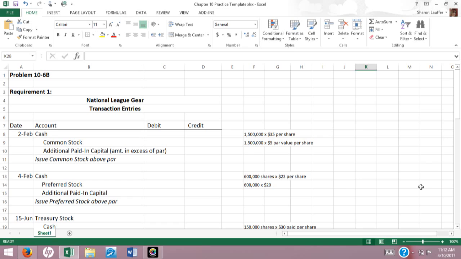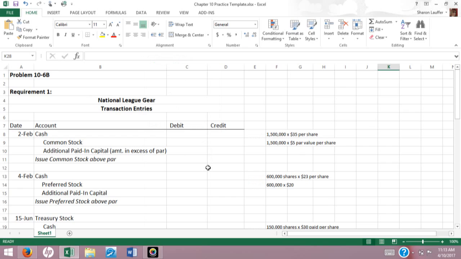The requirements are first to record the transactions, and then secondly, we are to prepare the stockholders' equity section of the balance sheet. So I've created a template that's very similar to your homework template. In your homework, you're actually going to have to put in your account names. I went ahead and put those in mine just to save a little bit of time. But we're pretty much going to go through the same process.